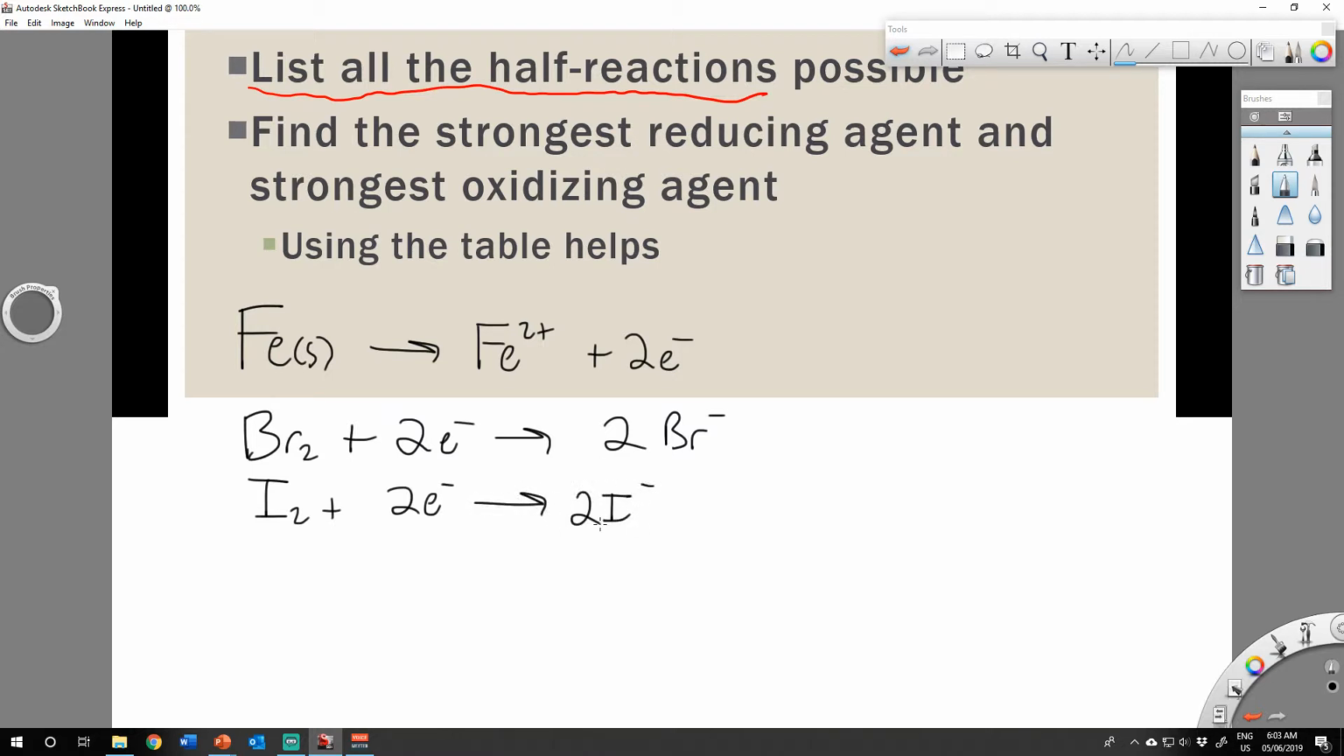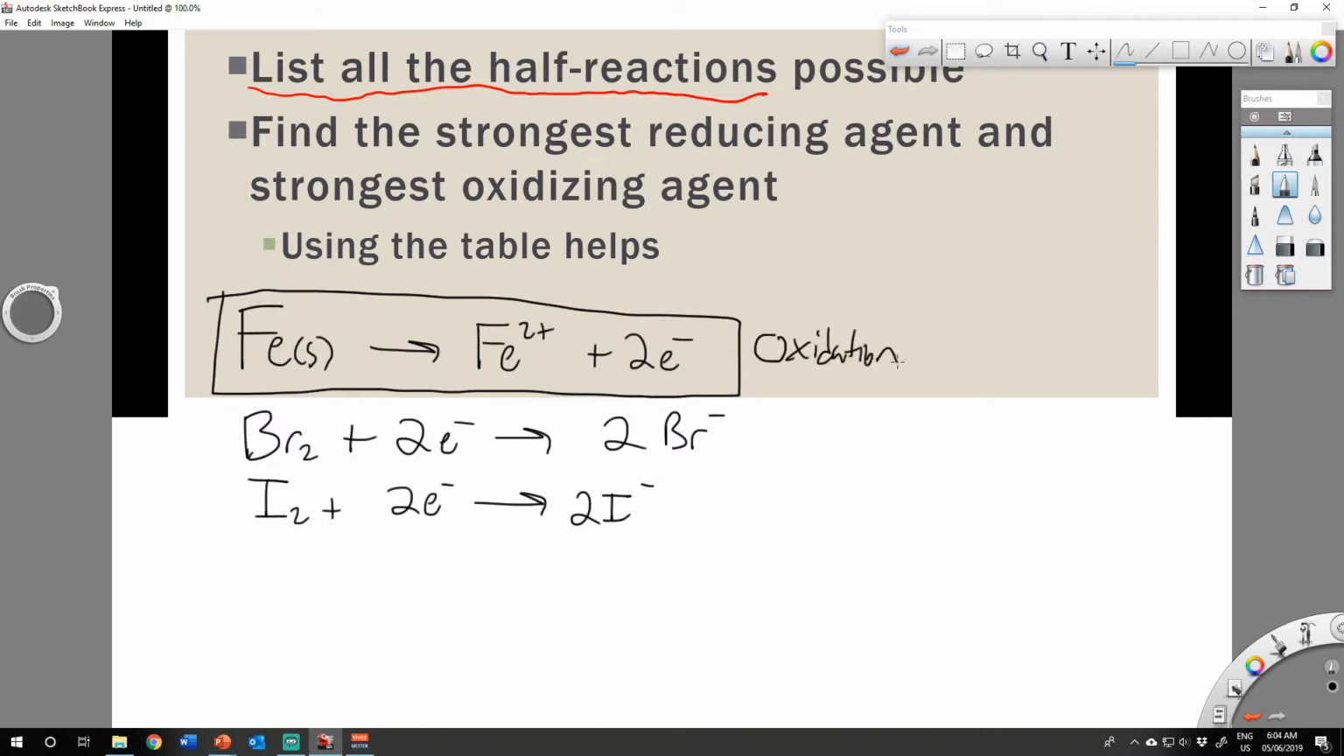All right, so now you just get to decide, okay, what is the strongest reducing agent? What is the strongest oxidizing agent? The strongest reducing agent's easy, because this is the only oxidation reaction possible. So this has to be it. This is the only oxidation reaction available amongst the three half reactions we have. So this has to be the oxidation reaction.